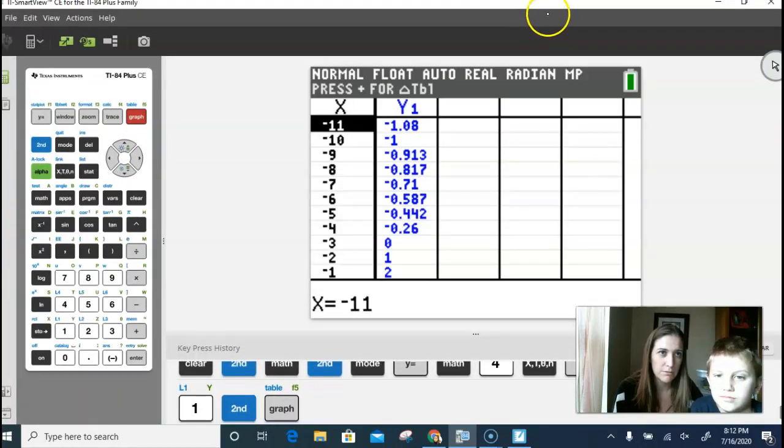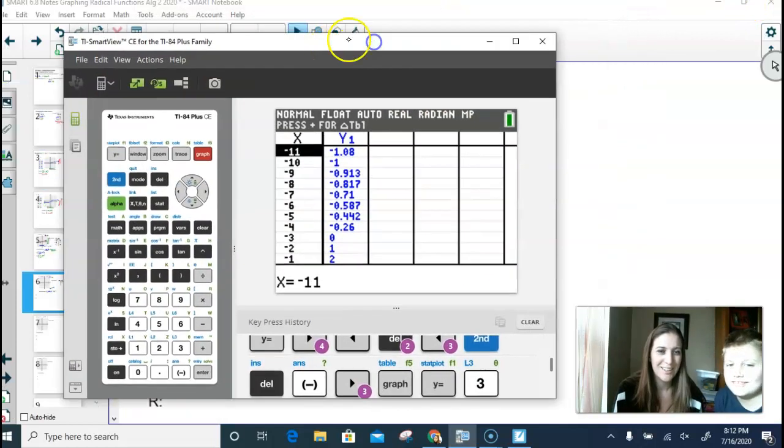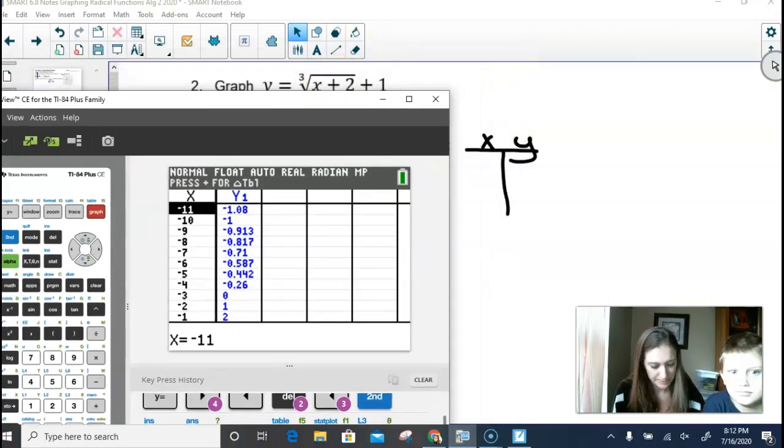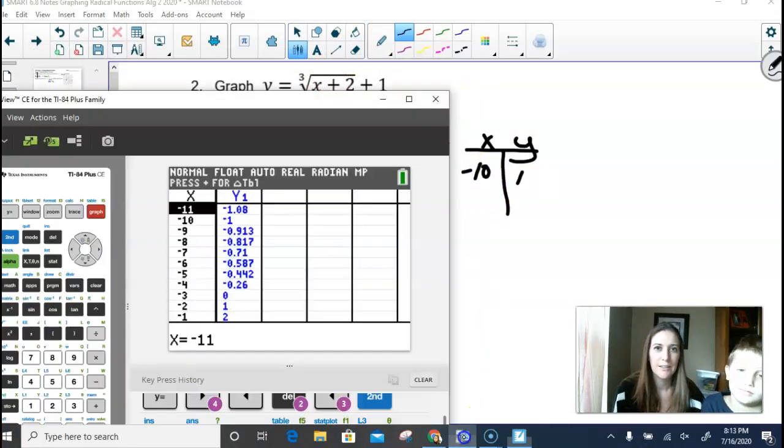Negative 3, 0, negative 2, 1, negative 1, 2. I'm not going to remember those. All right, negative 10, 1. Negative 1. All right, remember these. Negative 3, 0, negative 2, 1.